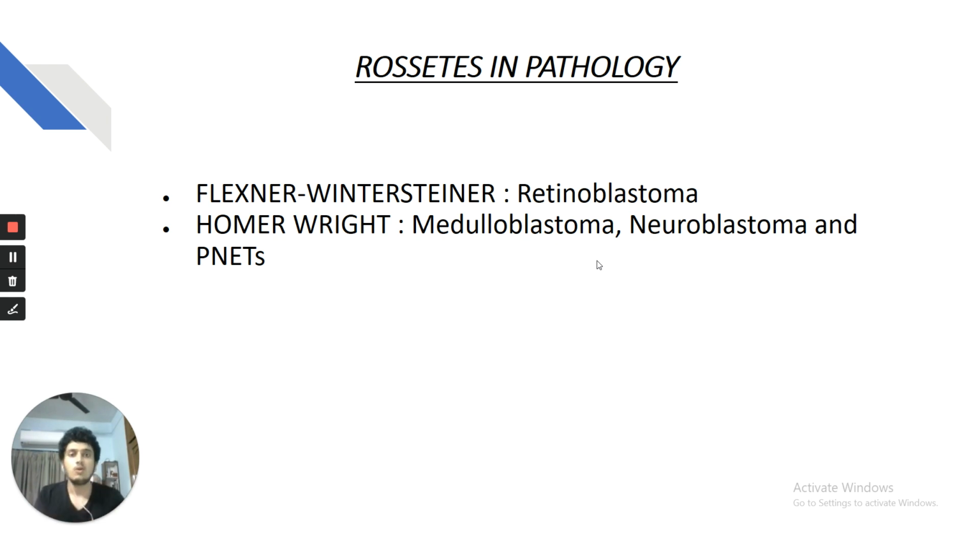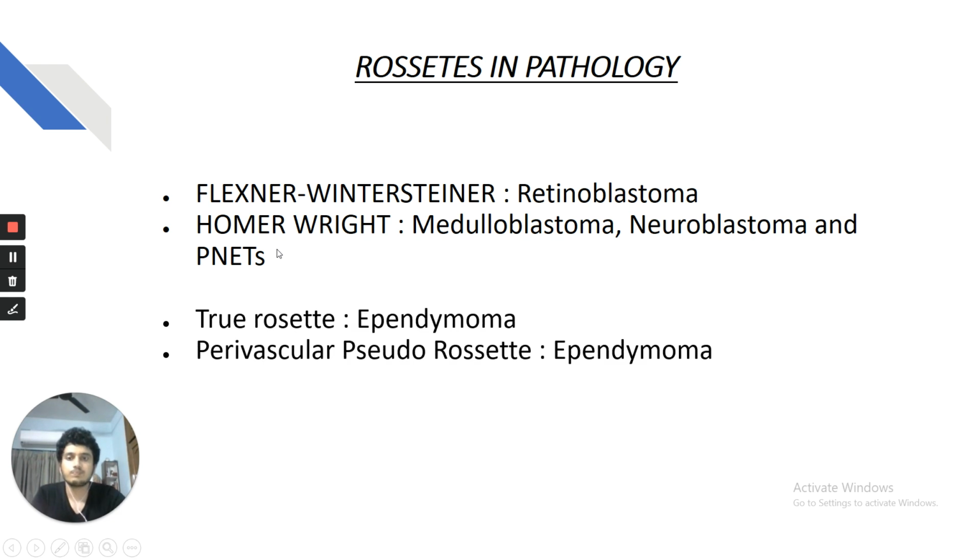So I'm emphasizing one more time, Flexner-Wintersteiner rosettes are seen in retinoblastoma. Again, my dear friends, you can remember it by a simple mnemonic: R. Flexner ends with R. Wintersteiner ends with R. So R is retinoblastoma. Homer Wright rosette is seen in medulloblastoma, and Wright doesn't end with R, so it is seen in medulloblastoma, neuroblastoma, and all the peripheral neuroectodermal tumors where there are small round blue cells with Homer Wright rosettes.